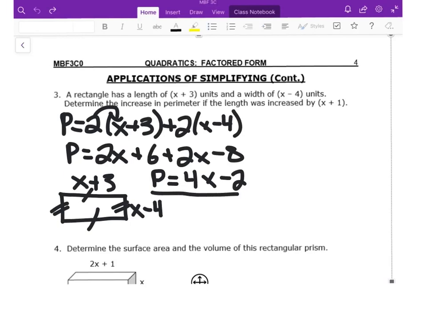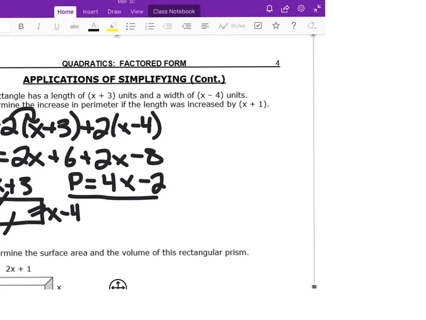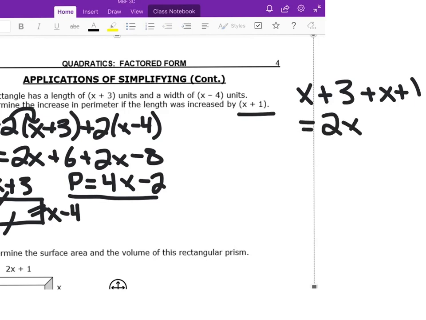What they're saying in this situation is, what if we take x plus 1 and add it to the original length of x plus 3? So let's go x plus 3 plus x plus 1. If we collect the like terms, we get 2x plus 4. So that is the new length.